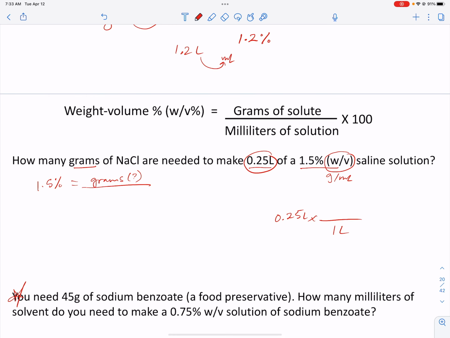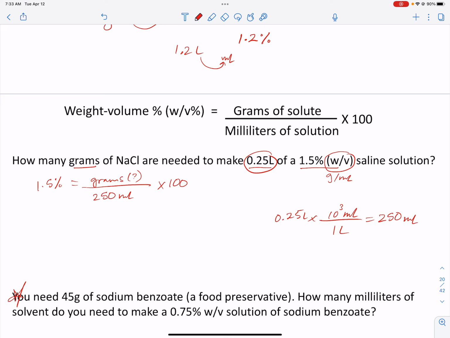We know for every 1 liter there is 1,000 or 10 to the power of 3 milliliters. So it should be move the decimal 3 places to the right, which is going to give you 250 milliliters. And this is what I'm going to write right over here, 250 milliliters. Now you still have to write in the times 100. That does not go away. It's part of the equation.